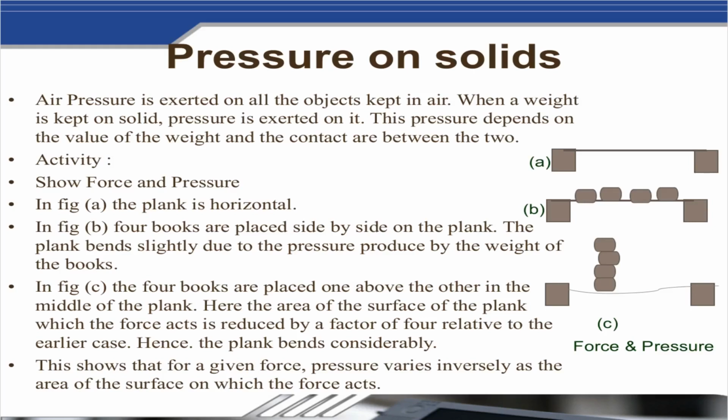In the figure C, the 4 books are placed one above the other in the middle of the plank. Here the area of surface of plank on which the force acts is reduced by a factor of 4 relative to the earlier case. Hence the plank bends considerably. This shows that for a given force, pressure varies inversely as the area of the surface on which the force acts.